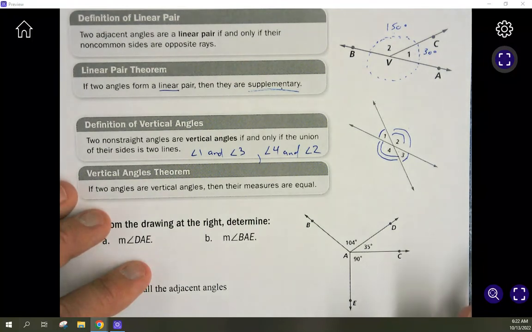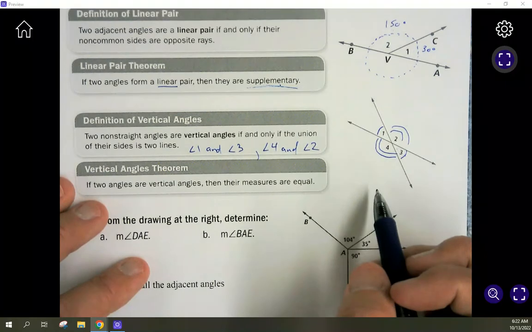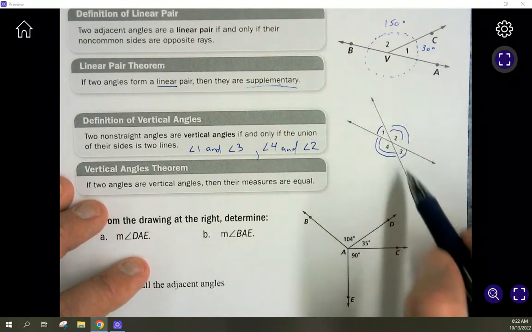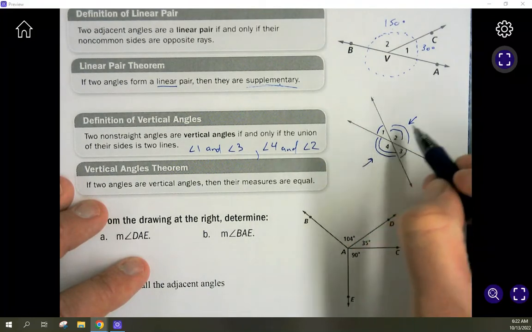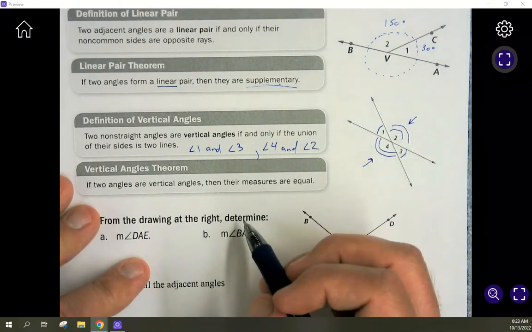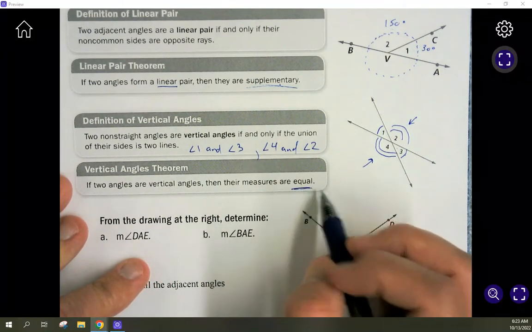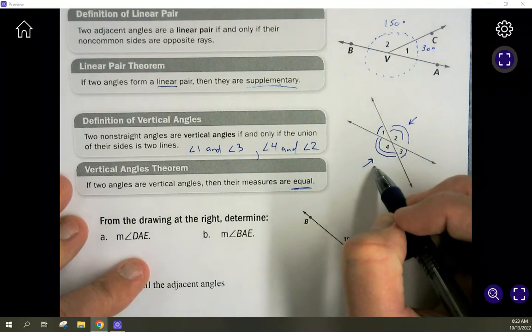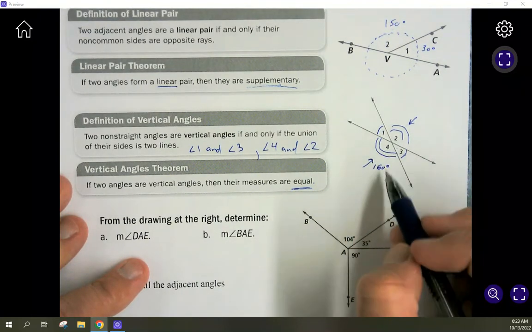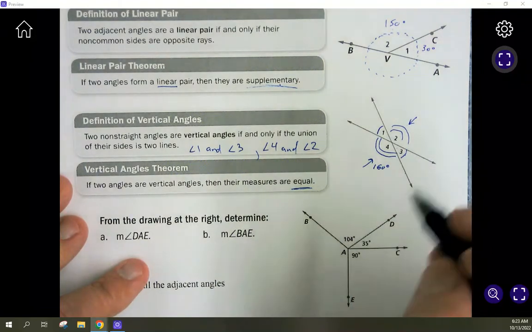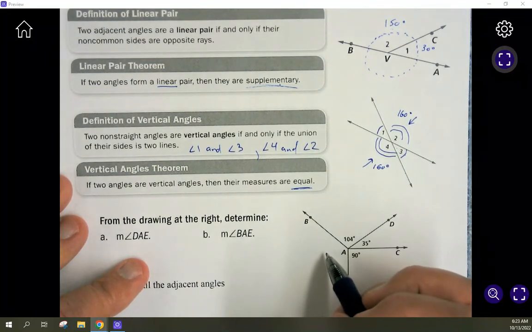Those are vertical. Now that can be a little confusing, but basically what happens is, if we just want to break this down to make it simple, when you have two lines that crisscross like this and make an X, the angles that are on opposite sides like this are vertical. And the reason we're talking about them specifically is because if two angles are vertical angles, their measures are equal. So if I know that this is 160 degrees, angle 4 is 160, I automatically know I'm allowed to assume that angle 2 is also 160.